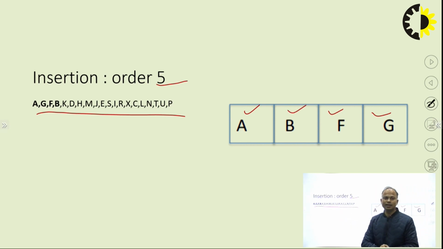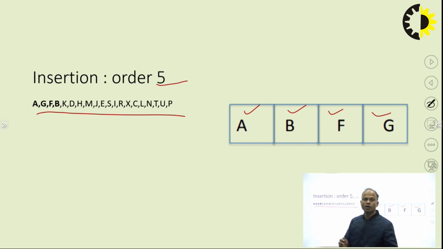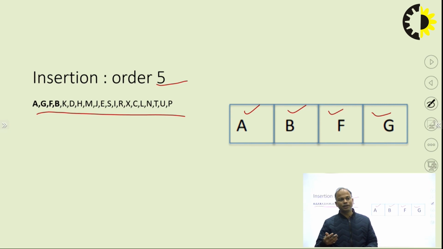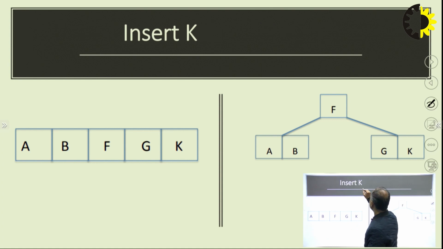If we see here, all the keys are in ascending order. So in this way, all the properties of the B tree are fully satisfied. No properties are violated if we insert the initial 4 keys. After that, we insert K, and when we insert K, if you see here, it has 5 keys, and 5 keys is not the permissible number.